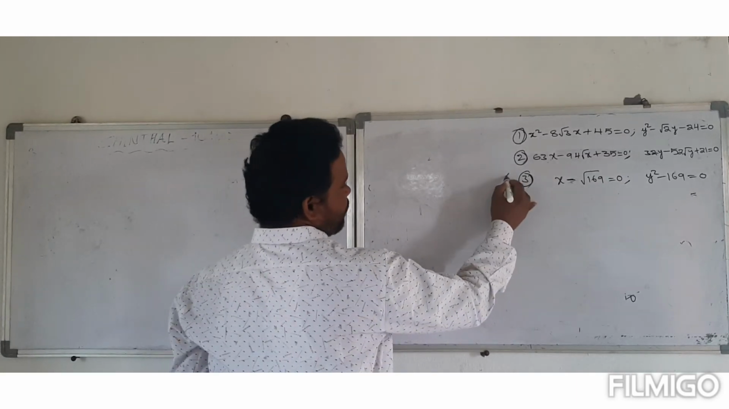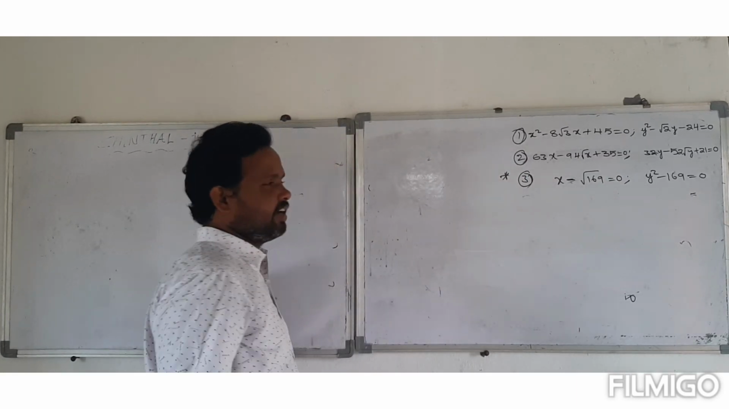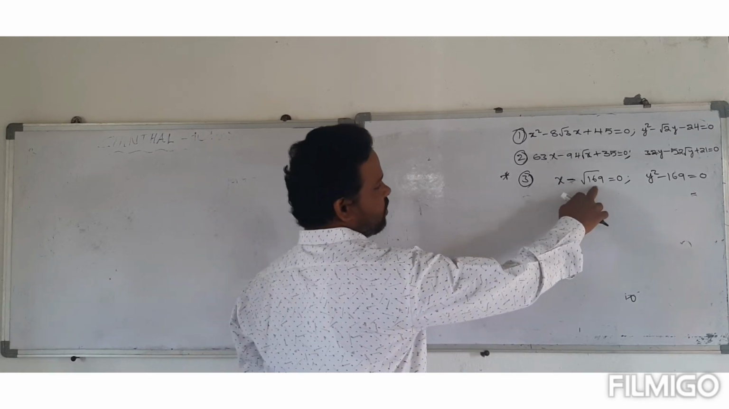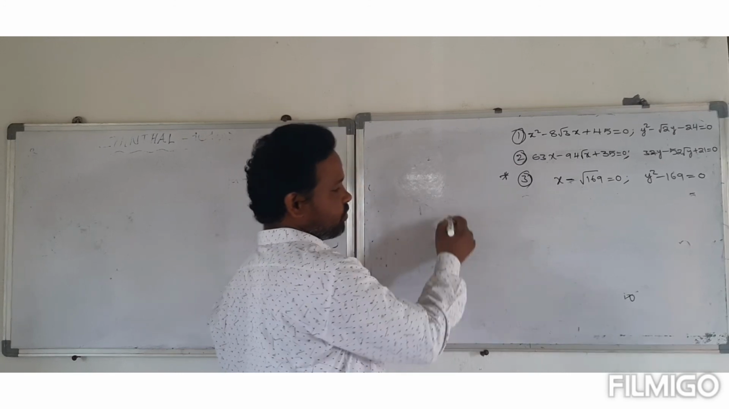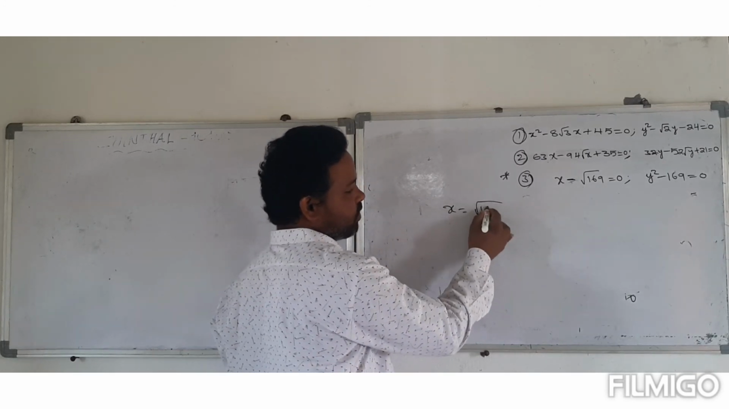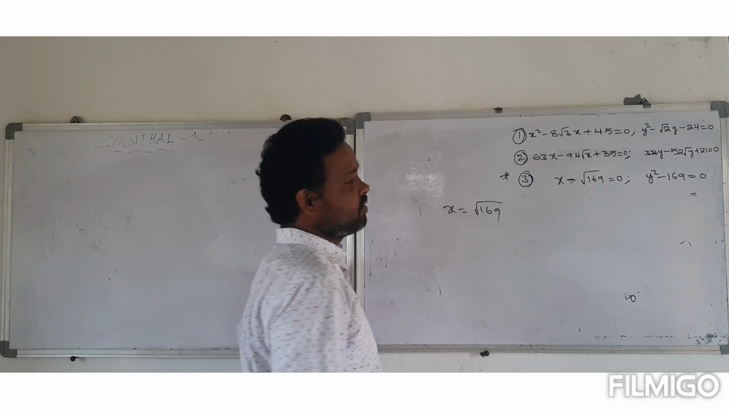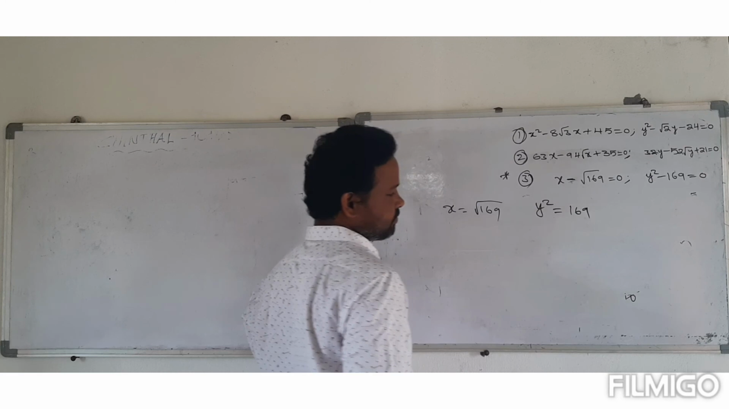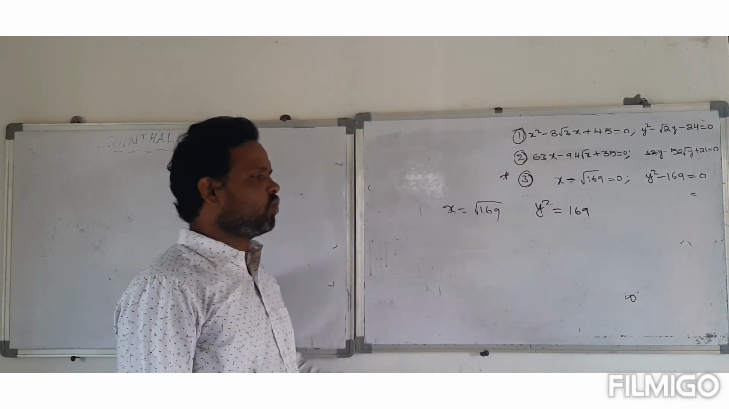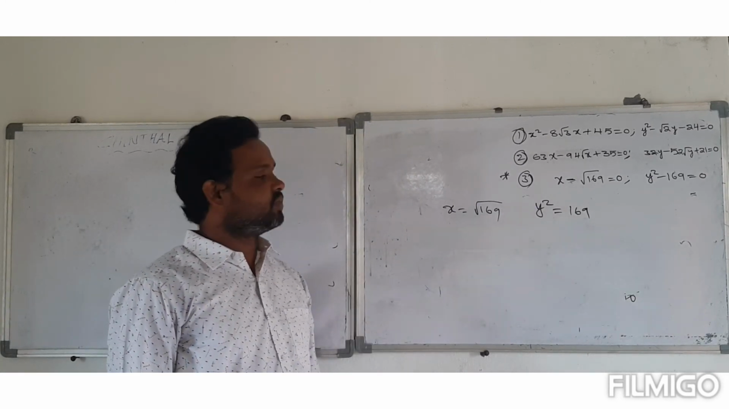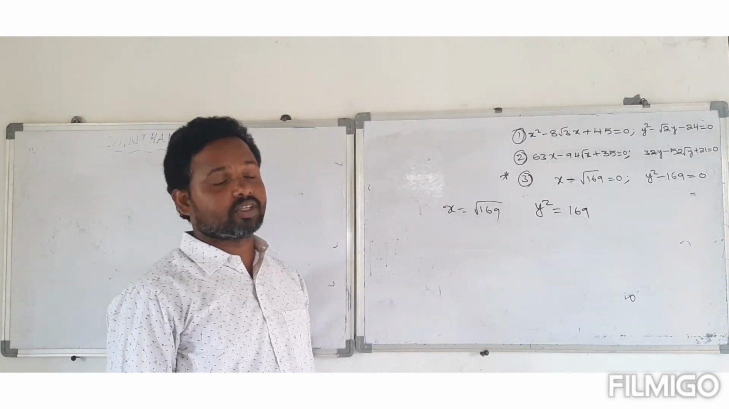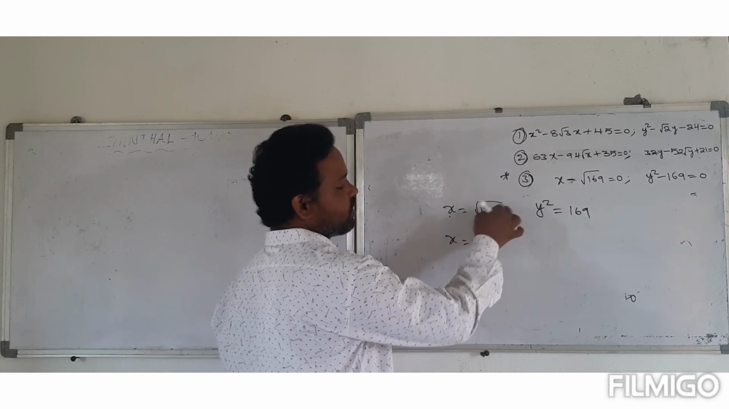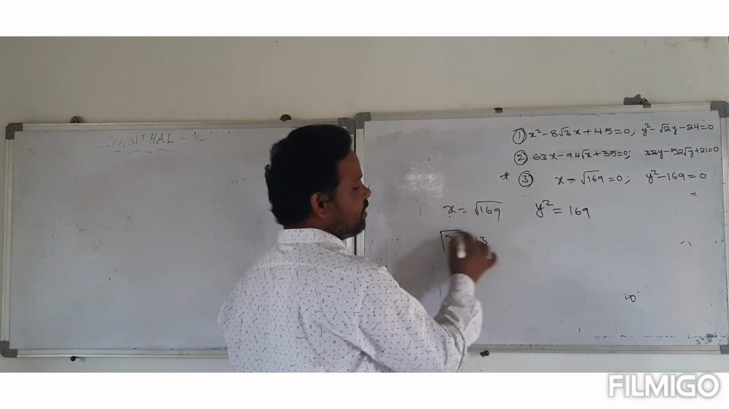This is a very important question. Every person will get a little bit of confusion. Why? Just observe here, x minus root 169 is equal to 0. It means x is equal to under root of 169, am I right? Then y square is equal to 169. Observe, both values are very similar, but the roots are different. X is equal to the square root of 169, which is nothing but 13.